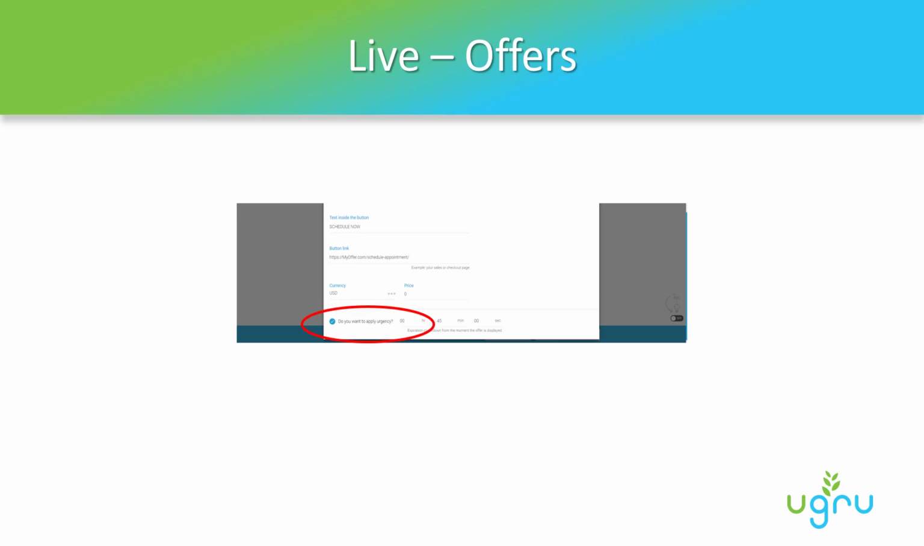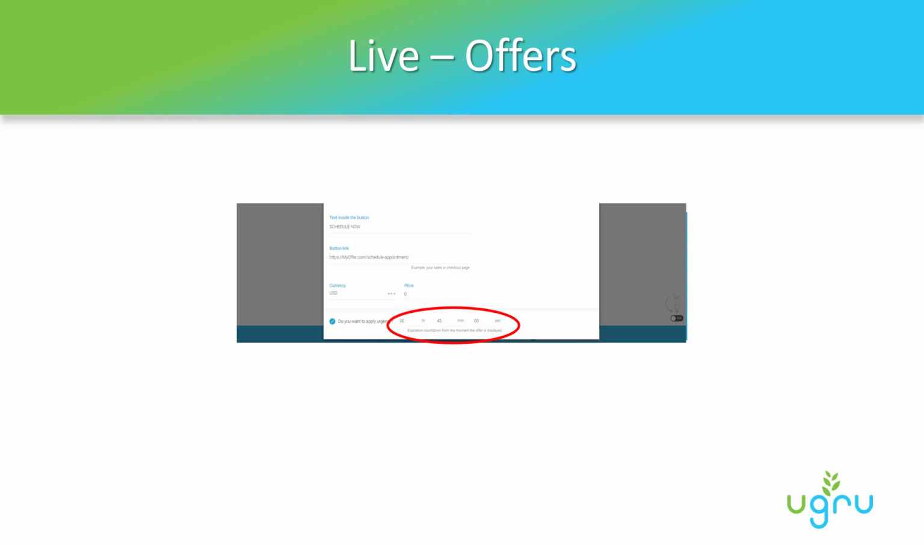Next is the currency field. Enter only if your offer has a price value, otherwise leave it blank. And lastly, we have an option to apply urgency to this offer. If you want to let your attendees know that the offer will end at the end of the webinar, you can check this box and it'll allow you to enter the time in which you want the offer to end.